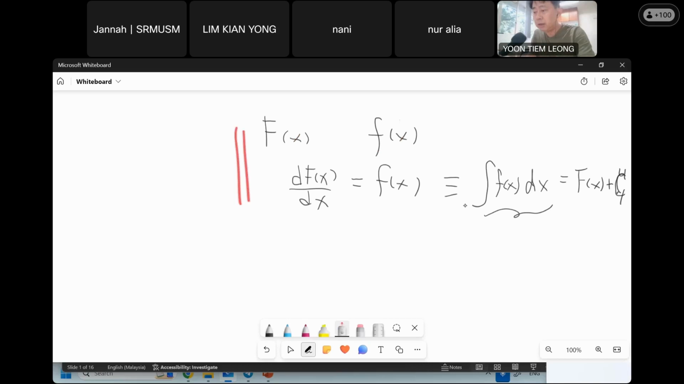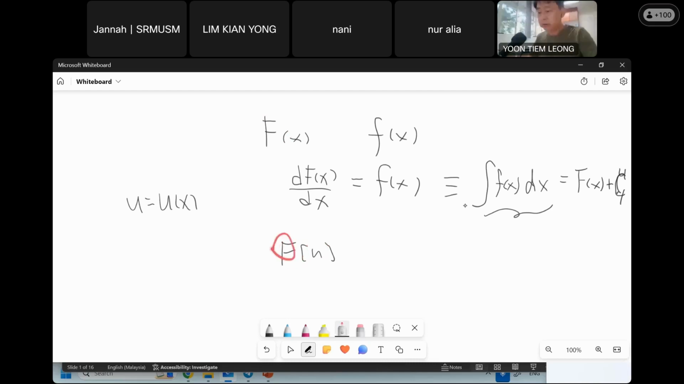Now I'm going to generalize this to the case where the capital function F is a function of u instead, so that u is not a simple function of x, but a general function of x. The difference between this and this is that the capital function F depends only on x, whereas in this case, the capital function F is a composite function.